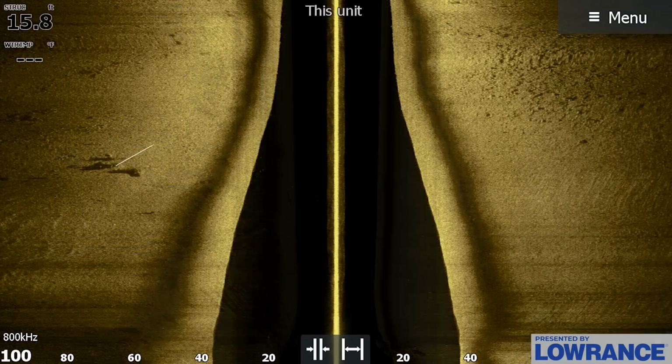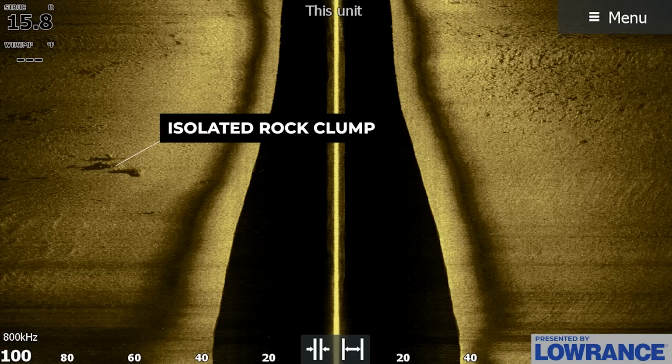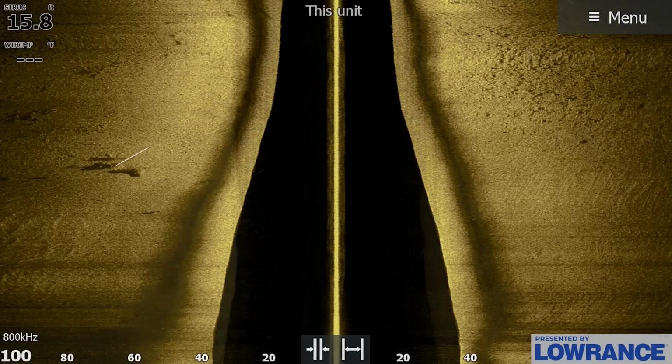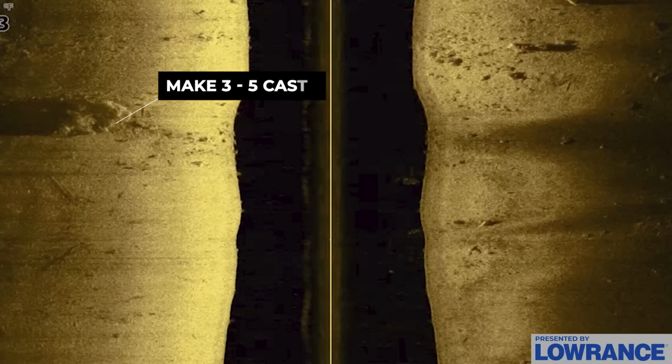Instead, you want to find these smaller isolated targets that are the size of the front deck of your boat, or maybe the size of your boat at the most. These areas can be fished very effectively, and you can target them with 3 to 5 casts and determine quickly if bass are in the area. Now, just because you find one of these isolated rocks doesn't mean it's going to hold bass.